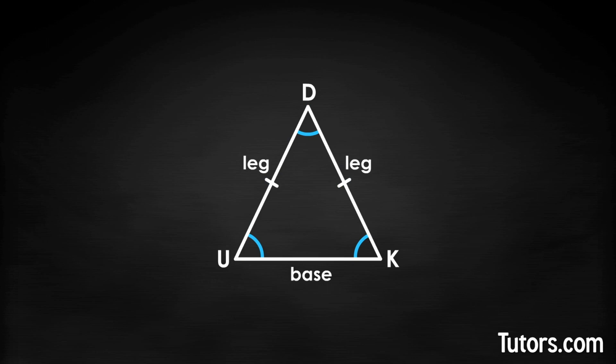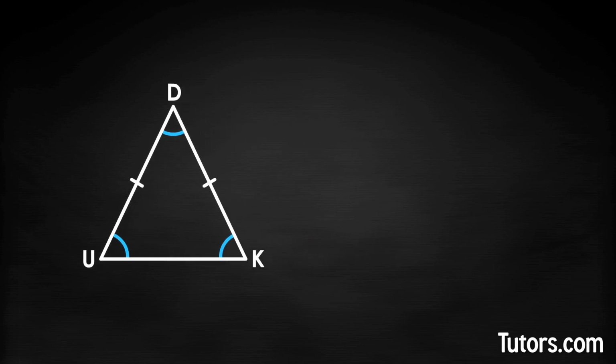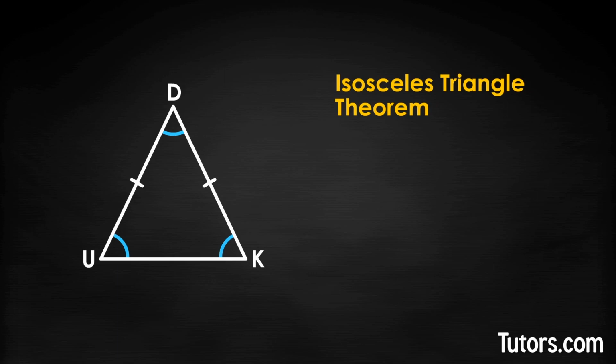The two angles formed between base and legs, angle DUK and angle DKU, or angle U and angle K for short, are called base angles. Knowing the triangle's parts, here is the challenge. How do we prove that the base angles are congruent? That is the heart of the Isosceles Triangle Theorem, which is built as a conditional if-then statement.